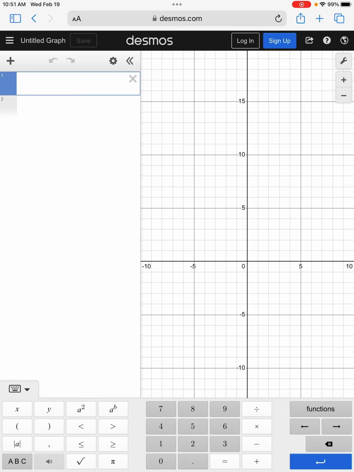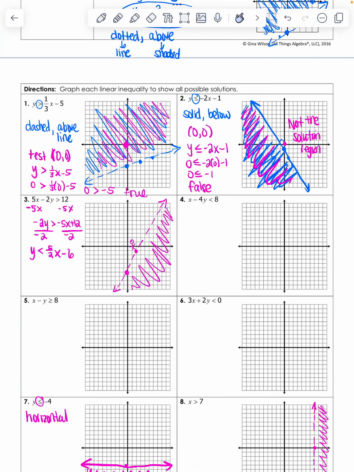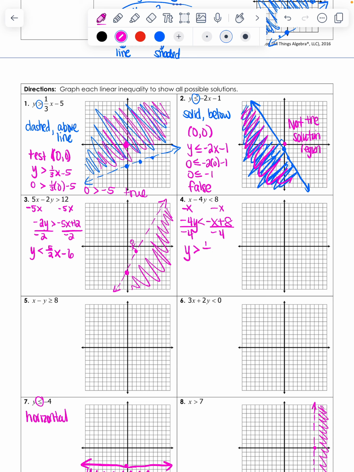But just to show you what I mean, if we do, let's say, number 4 together, we first would have to solve this out, so give me a second. Let's subtract x from both sides. -4y is less than -x plus 8. Divide everything by -4, and we get y is, careful, greater than +1/4 x minus 2. So this is what we're going to be graphing.